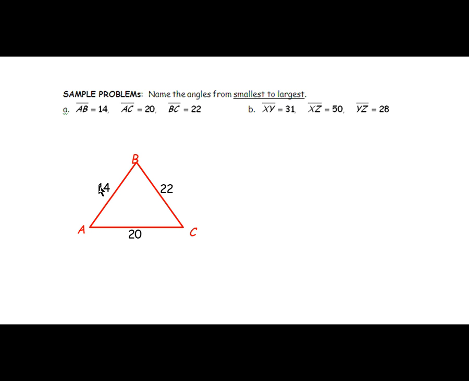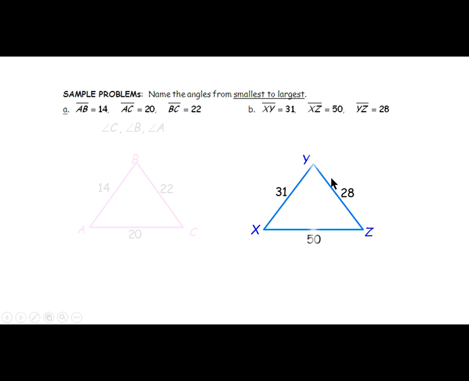And if we want to start with the smallest angle, well, the smallest angle has to be across from the smallest side. So if the smallest side is 14, what would be the smallest angle? It's the angle across from it. Angle C has to be the smallest angle. And then the medium angle will be across from the medium side, 20, so B. And the largest angle and largest side are across from each other. So since BC is the largest side at 22, then A is the largest angle. Take a moment and try to list the angles from smallest to largest for this other triangle.